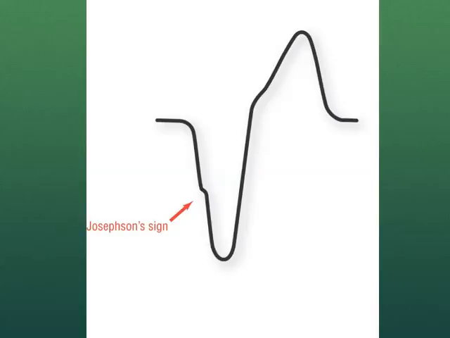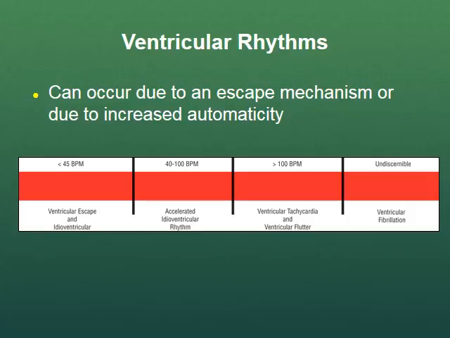So as we look at some of our examples of VTAC and stuff like that, look out for Josephson's sign. We'll also talk about Brugada's sign shortly, and a couple other things that'll help us rule in ventricular arrhythmias. So ventricular arrhythmias can occur due to an escape mechanism or increased automaticity. So we have 4 different rhythms that we'll talk about.